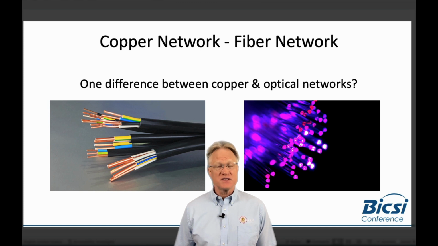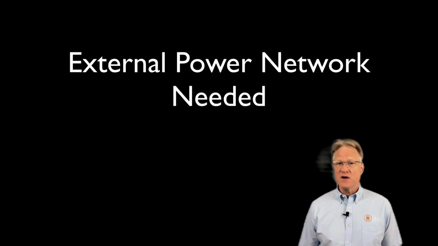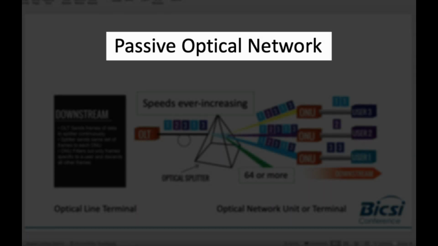Is glass an insulator or a conductor when it comes to electricity? As you all know, it's an insulator. So we must provide some external means to power up the optical gear. Now, there are many forms of optical networks. Today, I'm going to focus on the one known as a passive optical network, or PON.